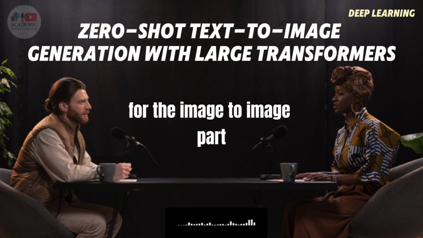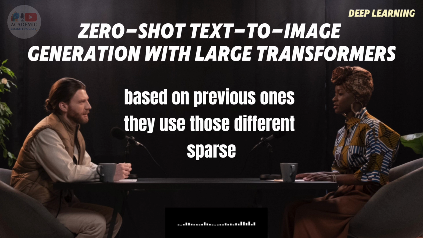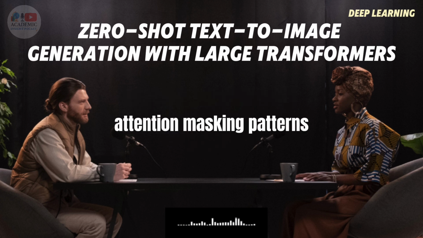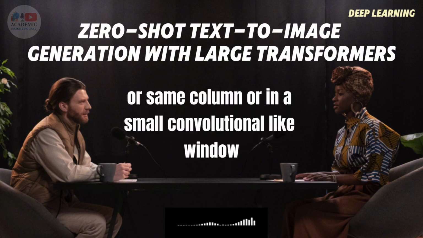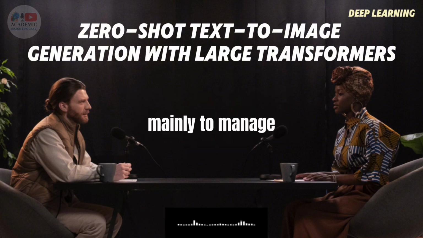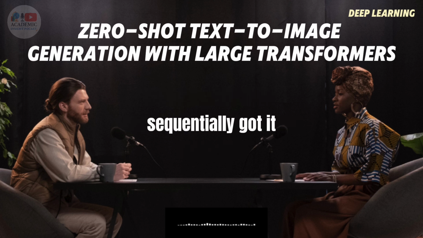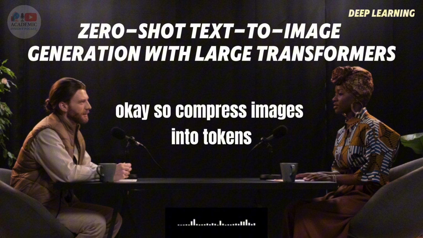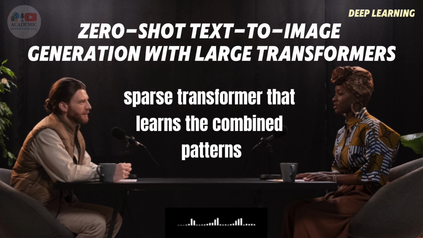Makes sense. For the image-to-image part, predicting subsequent image tokens based on previous ones, they use those different sparse attention masking patterns we mentioned, like focusing only on tokens in the same row or same column or in a small convolutional-like window, mainly to manage the computational complexity of predicting a large grid sequentially. Got it. Okay. So compress images into tokens, feed those tokens along with text tokens into a gargantuan sparse transformer that learns the combined patterns. That's the core method.